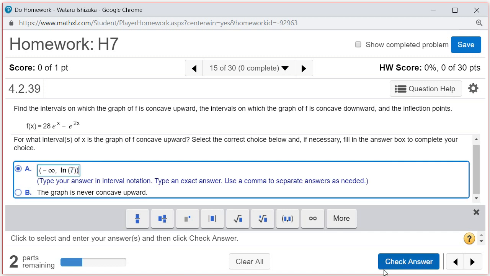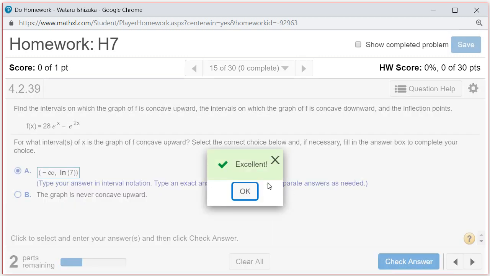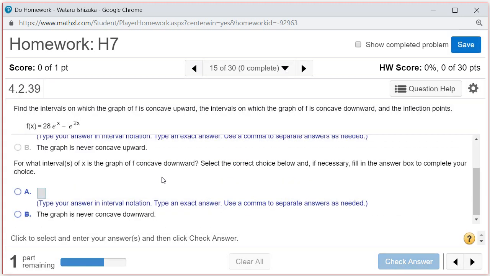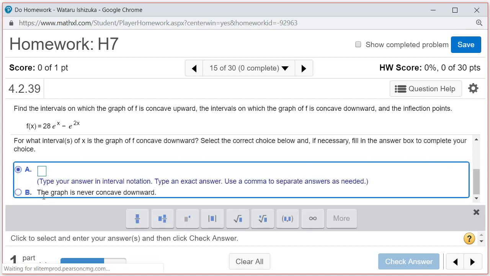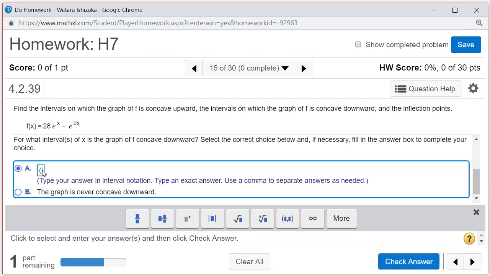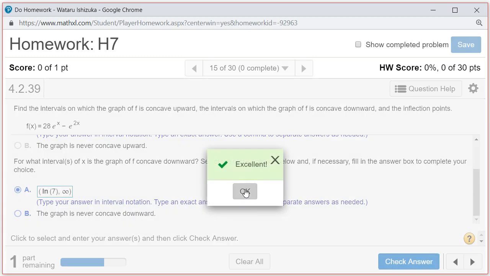Let's check the answer. We got that. Then we want the interval where f is concave downward. So it's going to be starting from natural log of 7 and going to positive infinity. Let's check the answer. We got that.